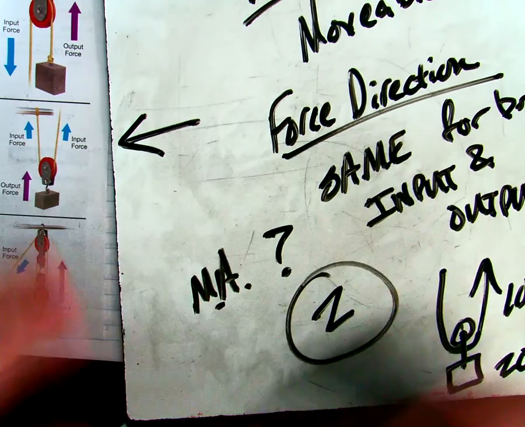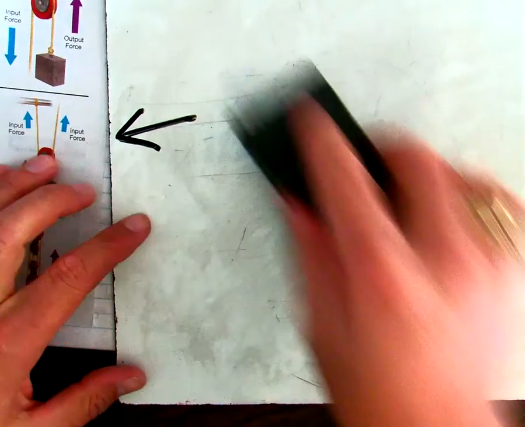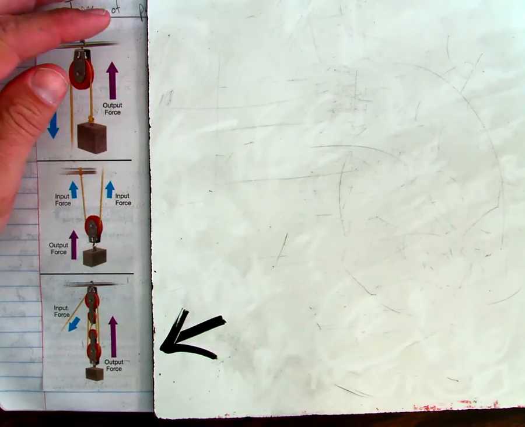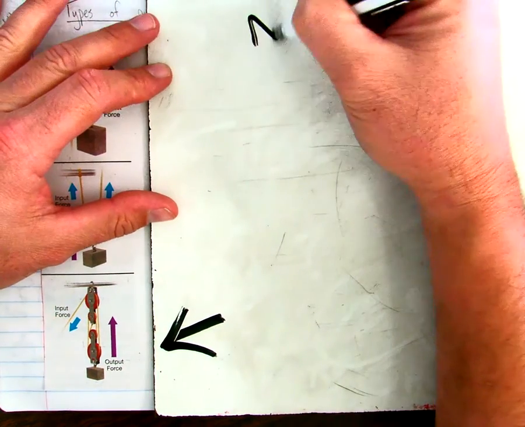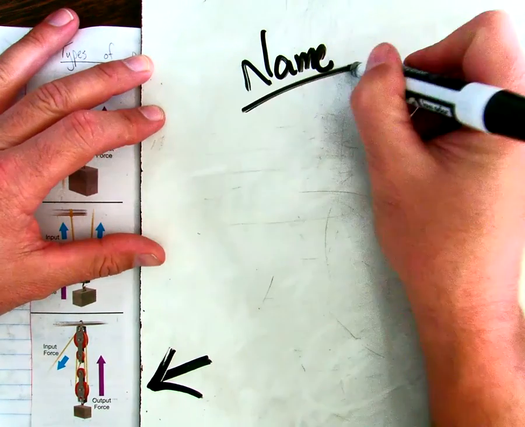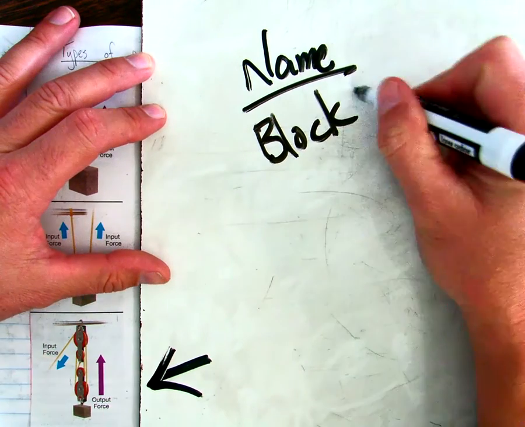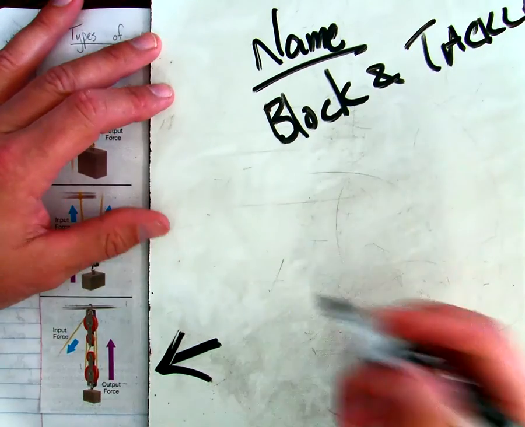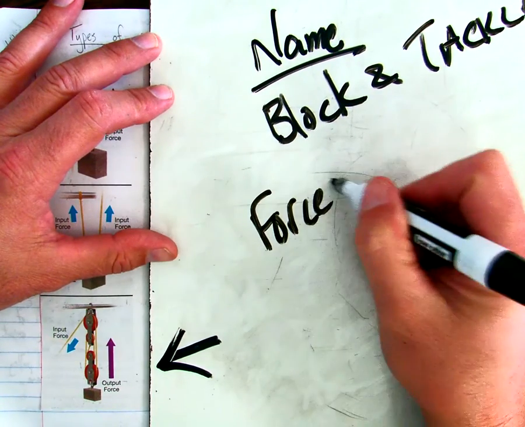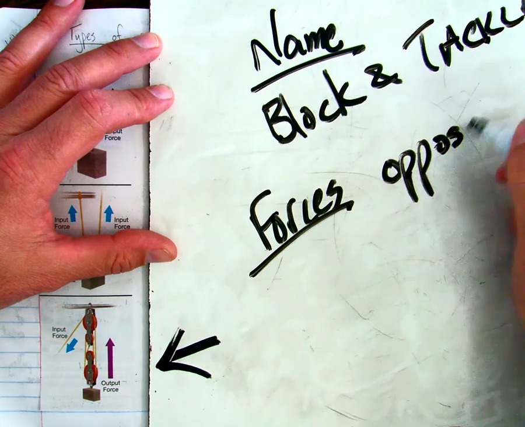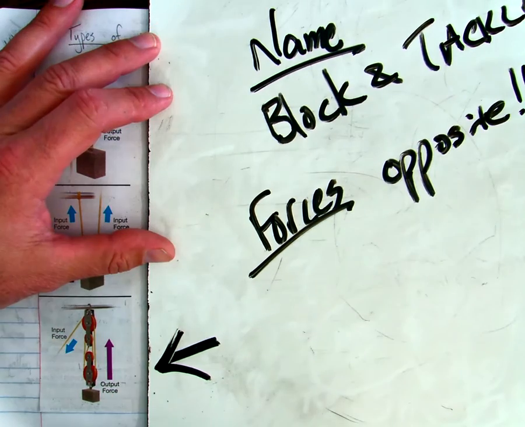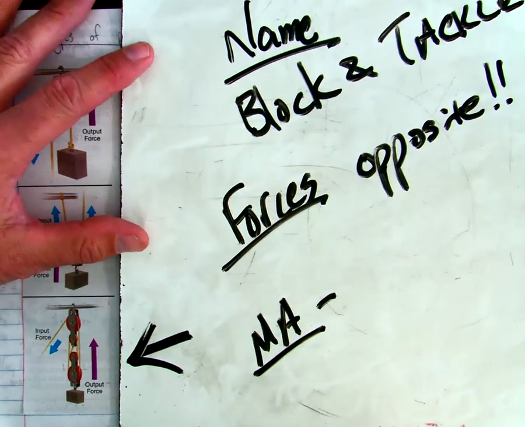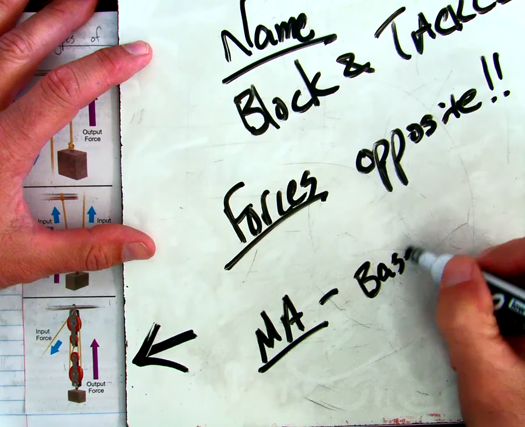Alright, let's go to our last one down here. What was the name of our last system? It's the most complicated system. The name: block and tackle. This block and tackle system, when the forces are applied, they are opposite. And the last piece to this is our mechanical advantage. Our mechanical advantage on this one's a little bit different. It is based on the number of pulleys.